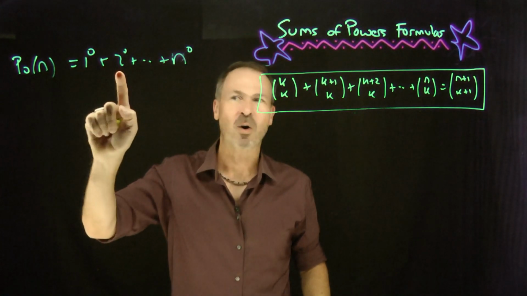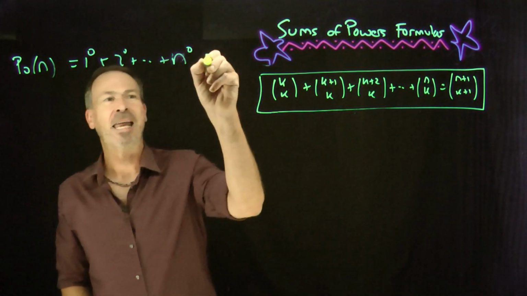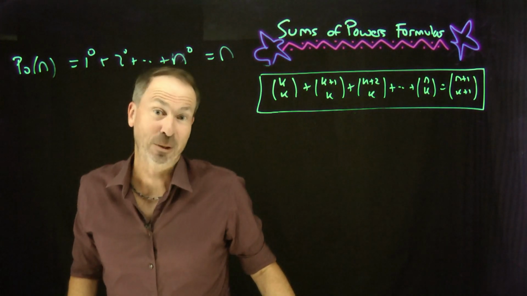That's a 1, that's a 1, that's a 1, that's a 1, 1, 1, 1, all the way through. N 1s add up to n. There's no doubt about it. Our formula there is fine and good.